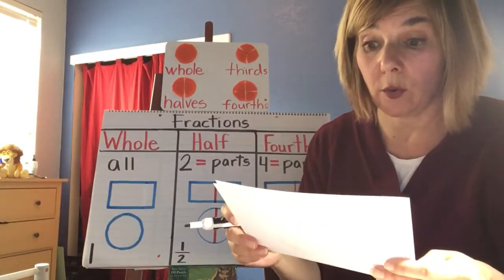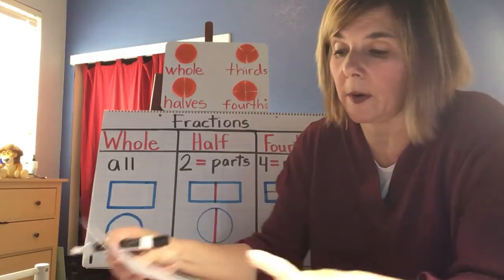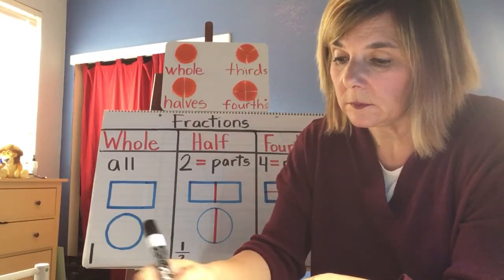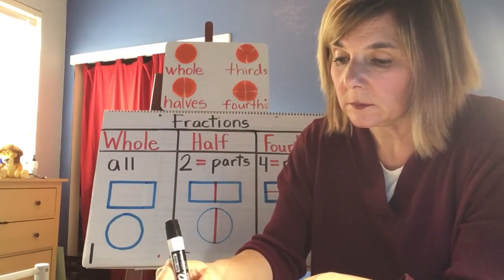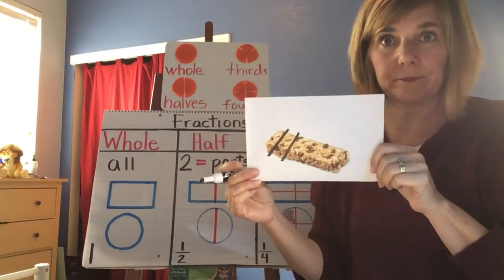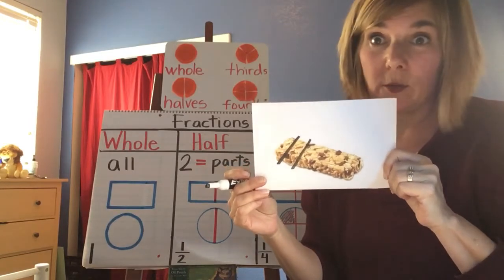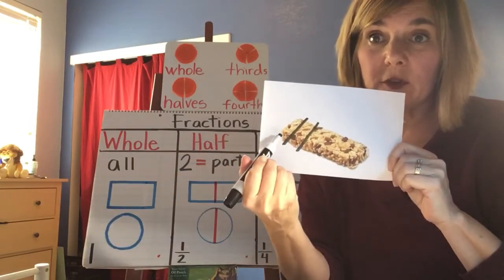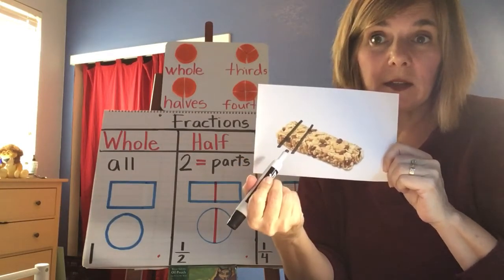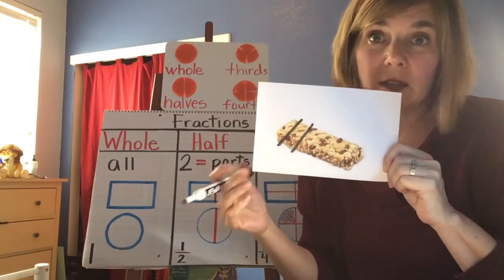Now I have a granola bar. Let's say that there's 3 friends to share the granola bar. Okay, I divided my granola bar into 3 parts. What's the matter with that? Well, I didn't divide it equally. This would be the first part, just a little bite. And this is the next bite. But look at the last bite. It's the biggest part. That's not equal.